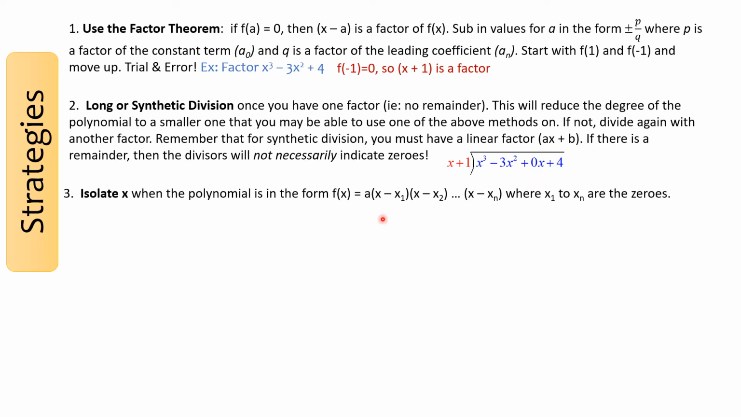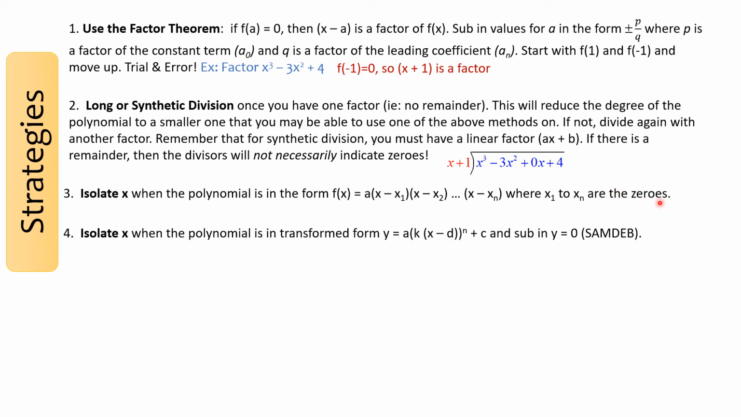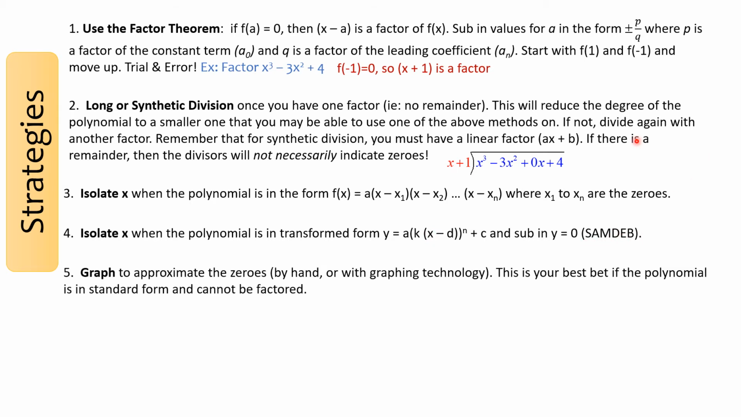Another strategy is if you're in factored form, it's pretty easy to find the x-intercepts. You just get them from the brackets. You just isolate each one of these little brackets to find where the zeros are. So that's the easiest one. If you're in that transformation form, it's also not too hard to isolate x because there's only one x here. We do the opposite of BEDMAS, and we did an example like that in that video on that day.